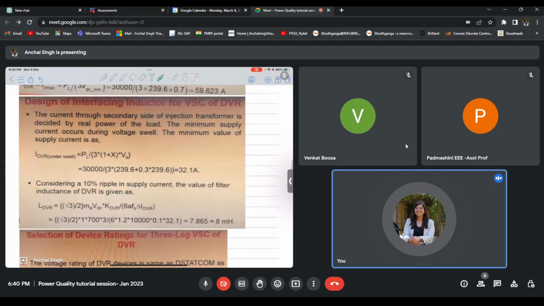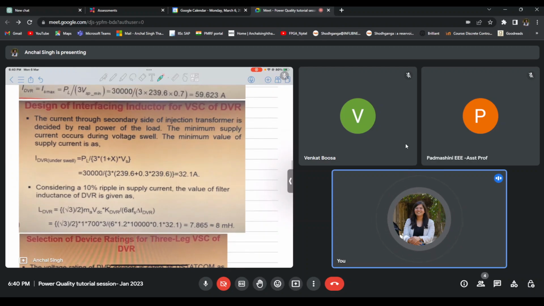Now let us look at the design of the interfacing inductor for the voltage source converter of the DVR. The inductor of the DVR is inversely proportional to the ripple in the DVR current rating. So for the maximum value of inductor, I need the minimum value of my DVR current. In order to calculate the minimum value of my DVR current, it will correspond to the situation when I have a voltage swell. When this is maximum, my current will be minimum. And when my current is minimum, my inductor value will be maximum.